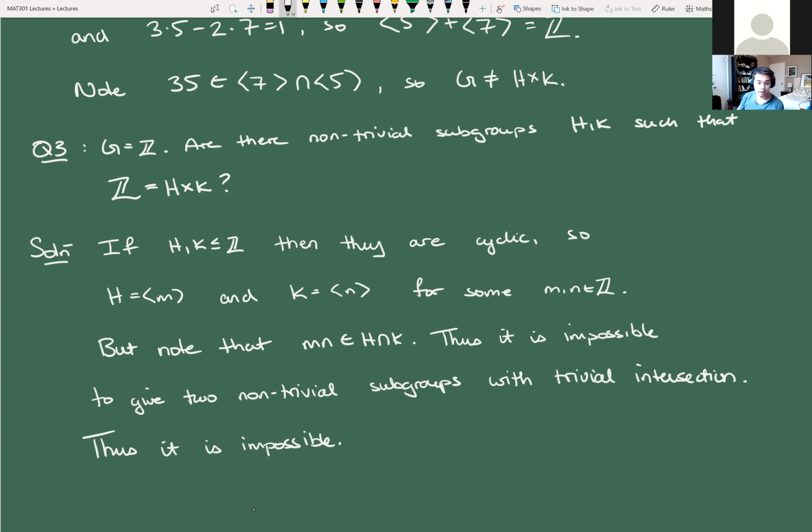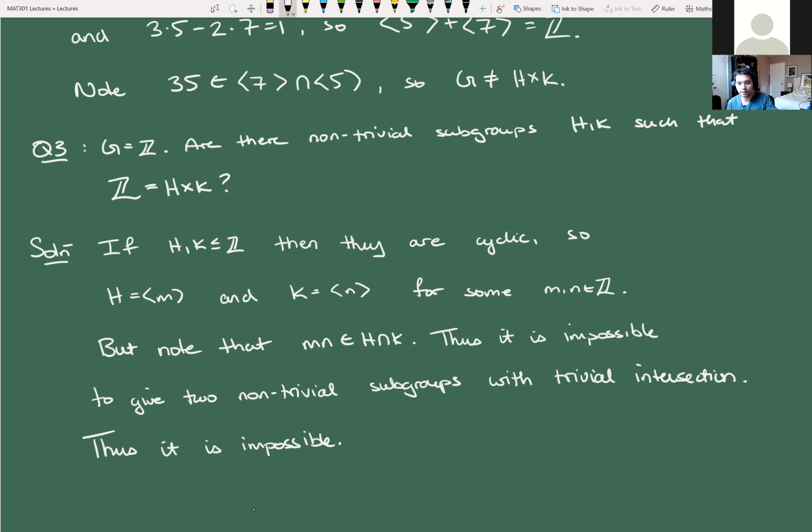If you wanted to as well, you totally could have done this by contradiction, right? Suppose that Z was H times K. Let H be the subgroup generated by M. Let K be the subgroup generated by N. Note that there is something in its intersection, but that's not possible. So we must have had a contradiction, right? So if you want to do it like that instead and do it by contradiction, you totally can.